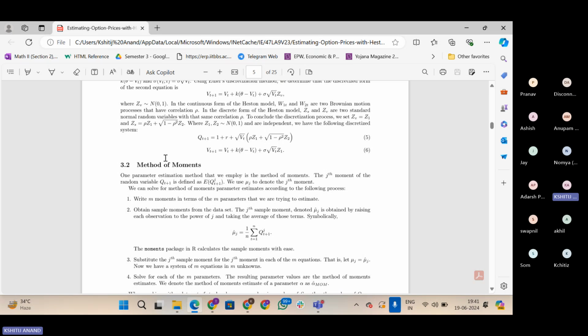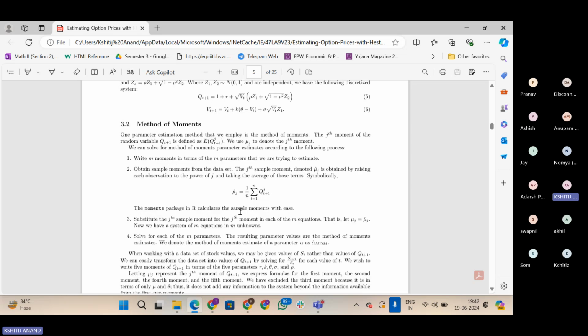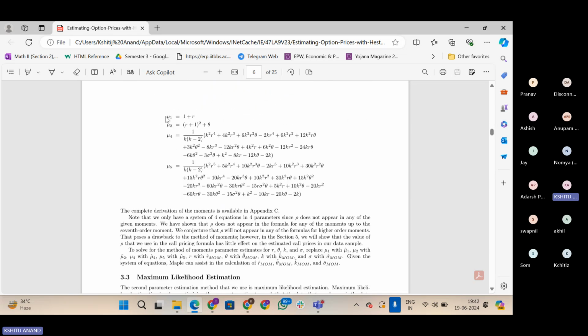Similarly, in this case, the expectation of Q, which is the return, is what we are calculating: the expectation of Q to the power j. The jth moment, as we already discussed, is defined as the expectation of Q to the power j. Similarly, the nth moment of x is defined as the expectation of x to the power n. Now, mu1 is the first moment of Q, and mu2 is the second moment of Q.